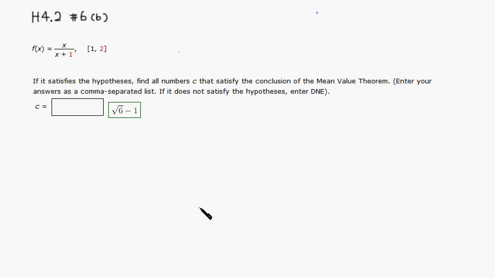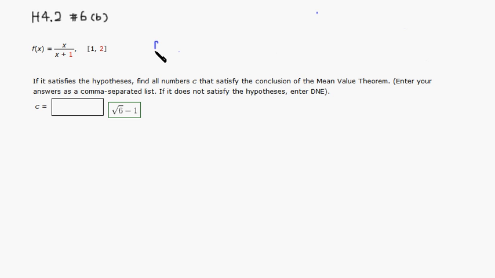Okay, let's look at homework 4.2, number 6, part B. We've already checked that this function satisfies the hypotheses of the mean value theorem. So we're going to try to find the derivative first.